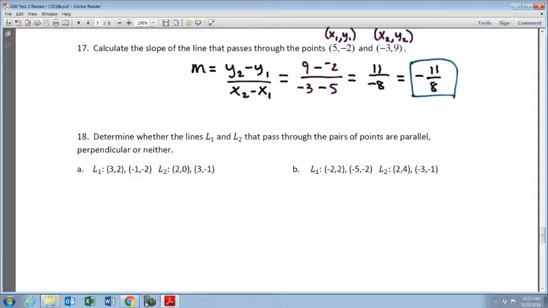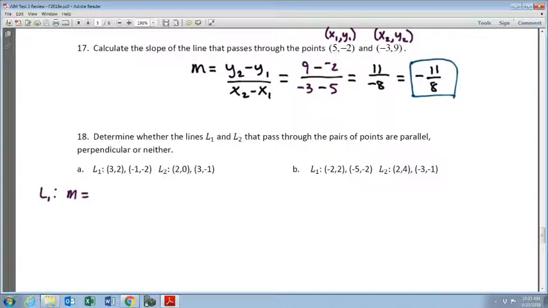On number 18, it says determine whether these two lines, or the lines that pass through these points below, are parallel, perpendicular, or neither. So we need to find the slopes. And we know if the slopes are equal, then we have parallel lines. If the slopes are negative reciprocals of each other, they're perpendicular. Otherwise, you would say neither.